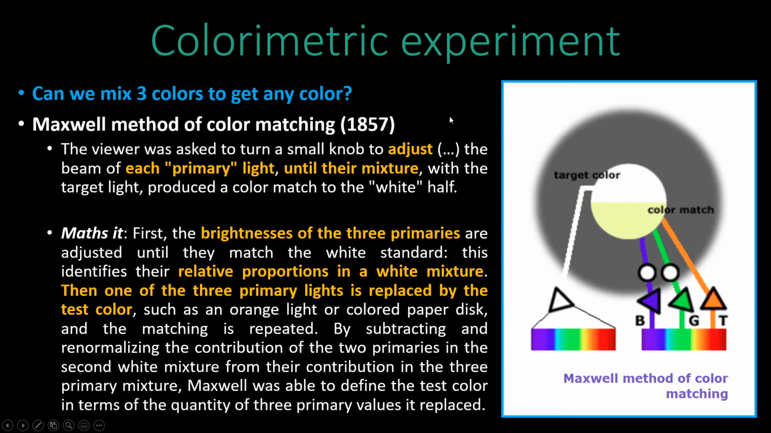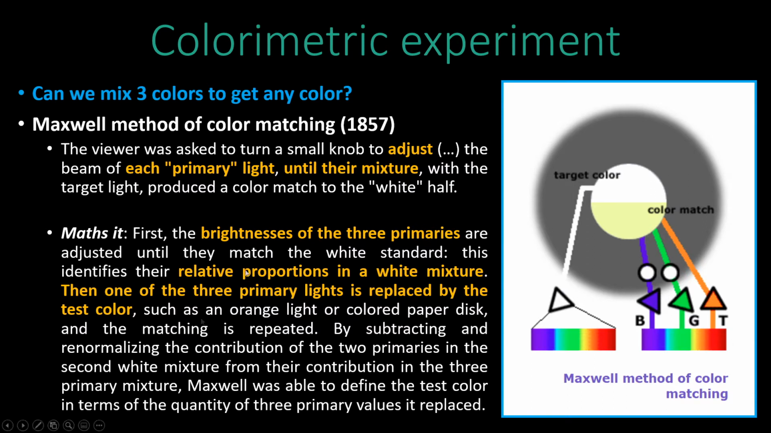And somewhere in the 19th century, a more scientific way to describe color was discovered by Maxwell. He tried to answer the question of mixing: can we mix three colors into any other color? He was doing it with this experiment. The experiment is to have some target colors and always try to match them with some three primaries.